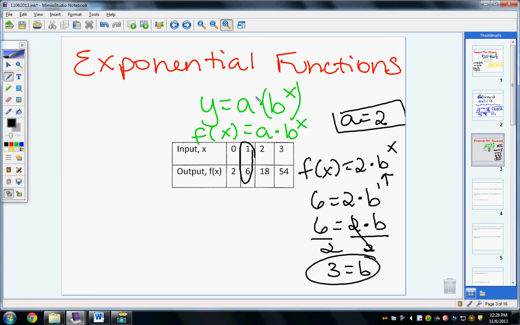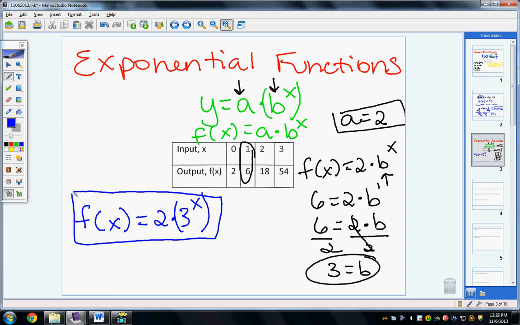So now that I was able to figure out what a is and what b is, now I know what the exponential equation is for this table, for this data. And that is that f of x is equal to, my a is 2, times my b, which is 3, to the power of x. Okay? This is not the same thing as 6 to the power of x. Remember, you've got to do the exponents first before you multiply, okay? So this is going to be the equation for this particular table.